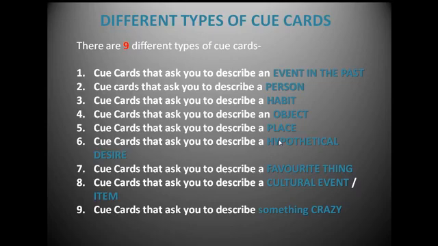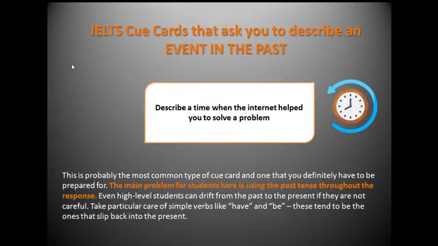Great, so let's see what we have now. The very first category is the cue cards that ask you to describe an event in the past. Now, what is important over here is the tense. There are many topics that fall under this category. I have taken a good example over here. The topic is: describe a time when the internet helped you to solve a problem. I repeat, describe a time when the internet helped you to solve a problem.